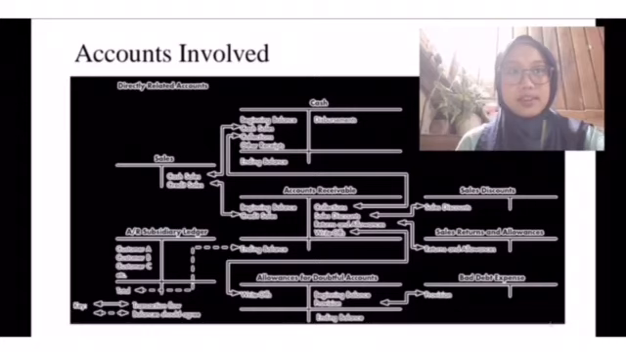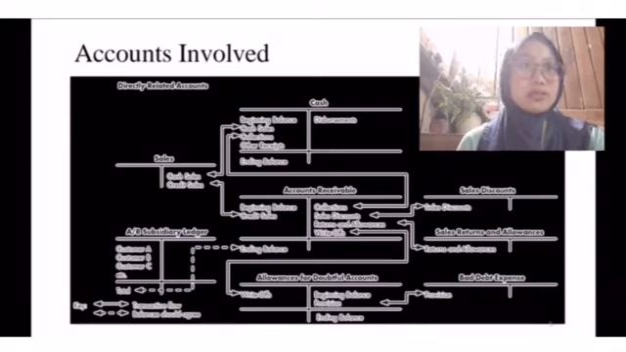And these are the accounts that are involved in the revenue case. For example, cash, sales, account receivables account, sales discount accounts, sales return and allowance accounts, bad debt expenses account, allowance for doubtful accounts, and account receivable for subsidiary ledger.